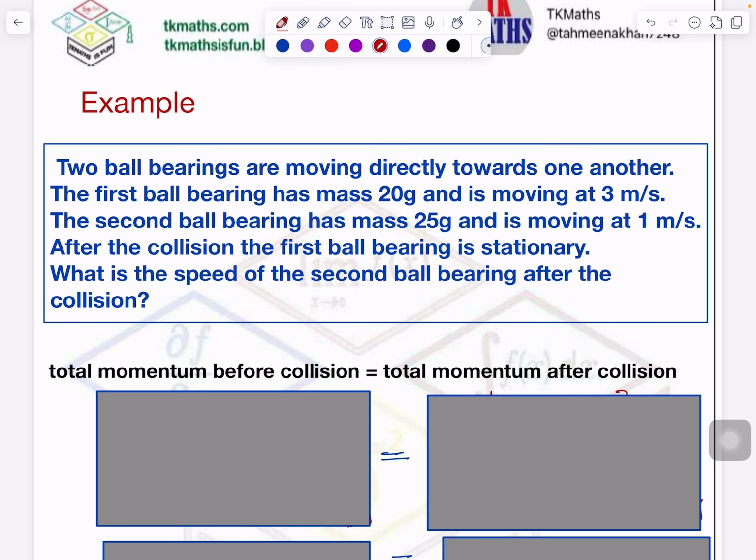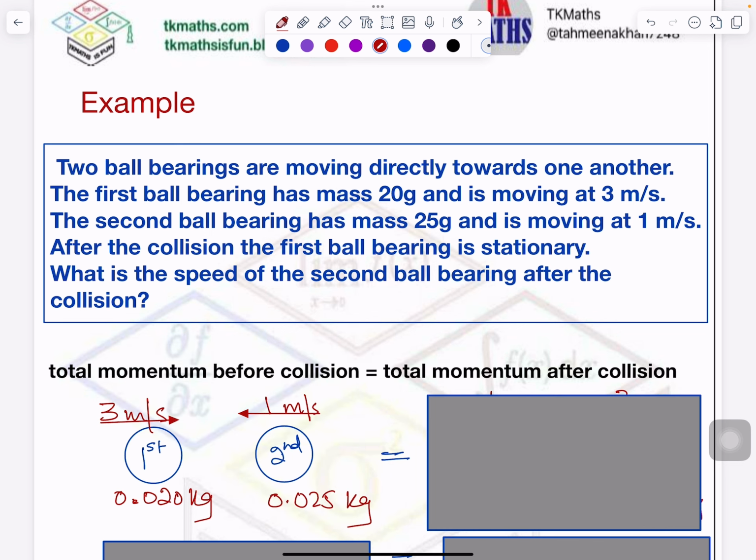So again, after reading the question, I will draw the diagram here because it always makes life very easy in momentum. Two ball bearings are moving directly toward one another. So again, arrows are facing each other. The first ball, I have given the name first and second inside the circle. The first ball has mass 20 gram.